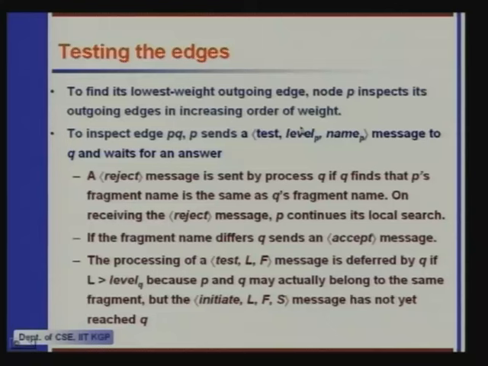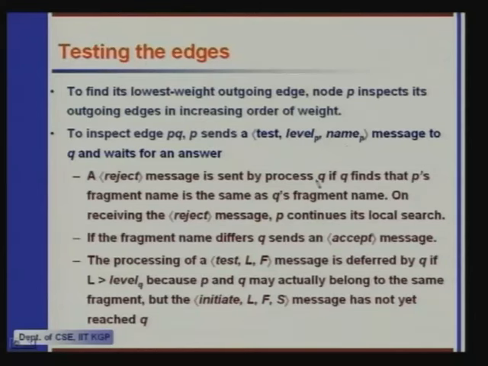What do we mean by inspect? It will try to determine whether that is an outgoing edge or not. So, to inspect edge PQ, P sends a test(level P, name P) message to Q and waits for its answer. So, it is sending a test message to Q with its level and name.